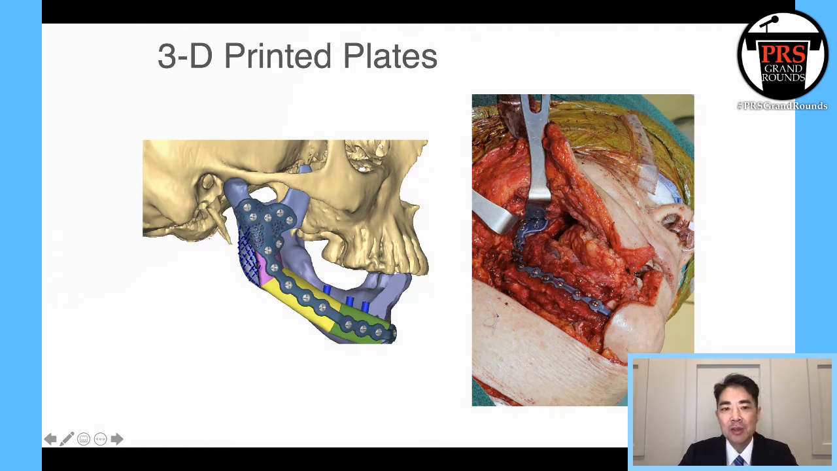And in this case, it allows us to use the patient's original temporomandibular joint, which, as you can imagine, is far superior to any substitute that we might have, such as a rib cartilage or a metal prosthesis.